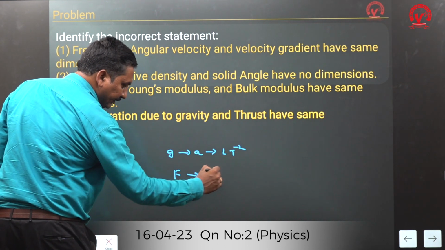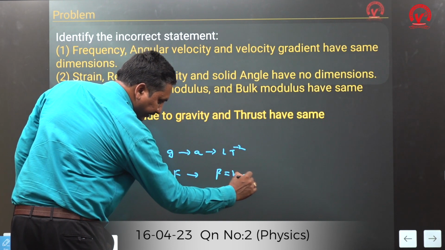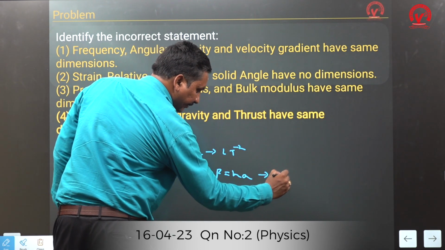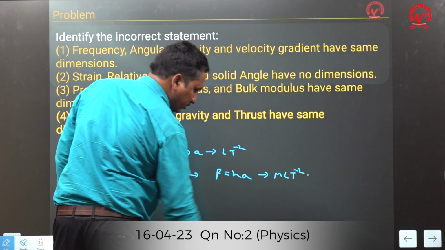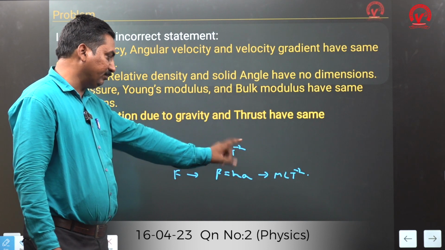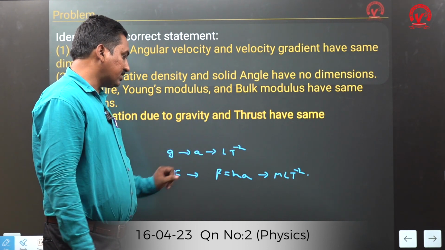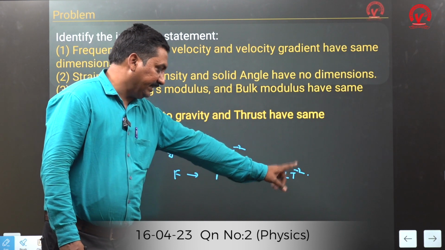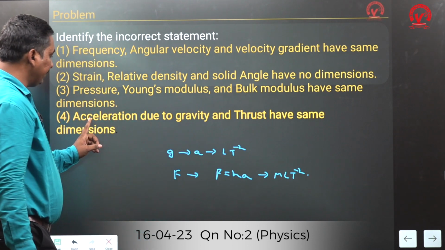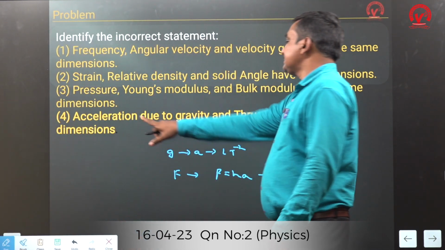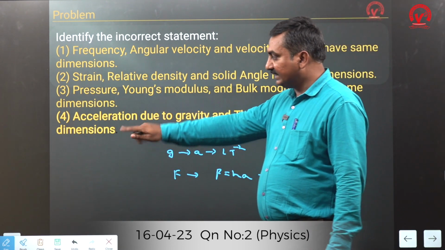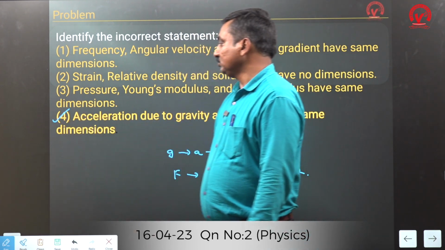Force means, according to Newton's second law, F is equal to ma. So for this, the dimensional formula is M L T power minus 2. See here, acceleration due to gravity has dimensional formula L T power minus 2 and force dimensional formula is M L T power minus 2. So there is a difference between them. But in this option they are given as the same dimensions, which is not true. So the incorrect statement is the fourth option.